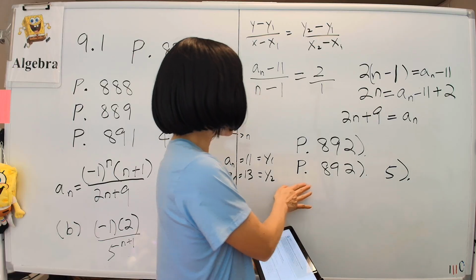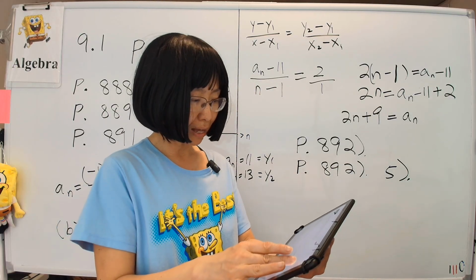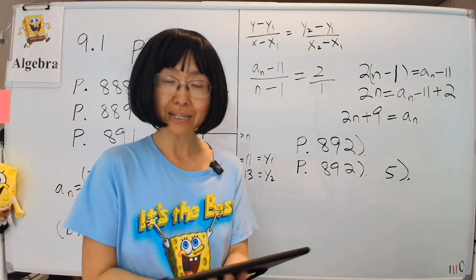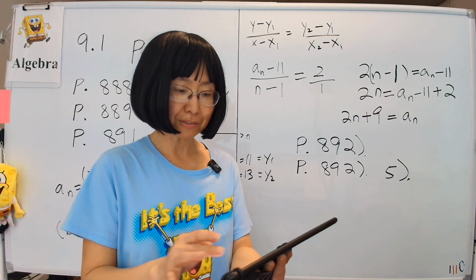So next, let's look at example 5 on page 892, where you just have to write out terms of a sequence that is defined by a recursive formula. So basically, you just do as you're told.